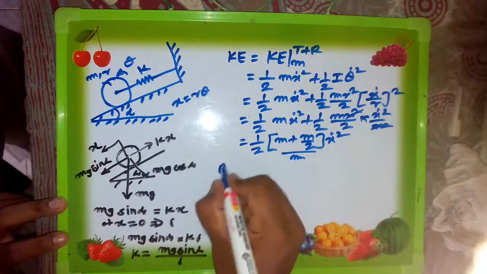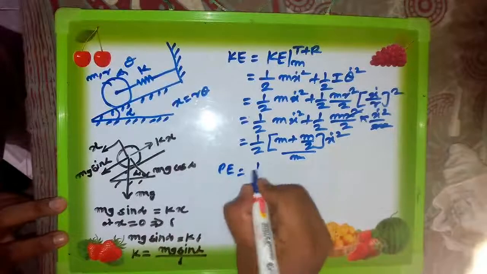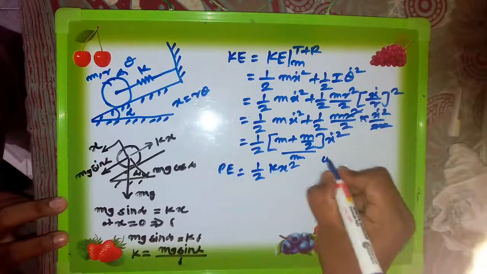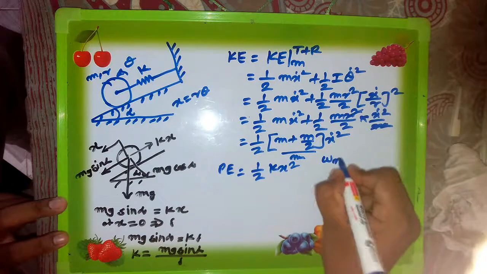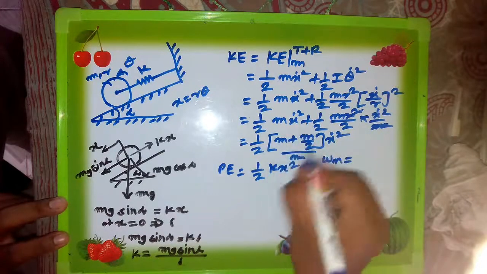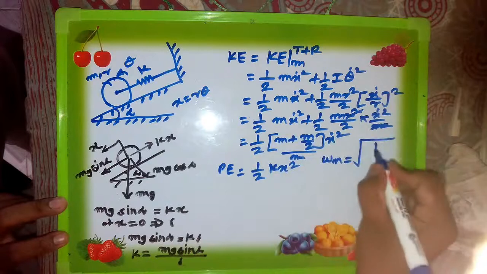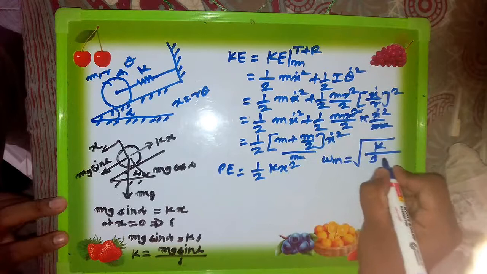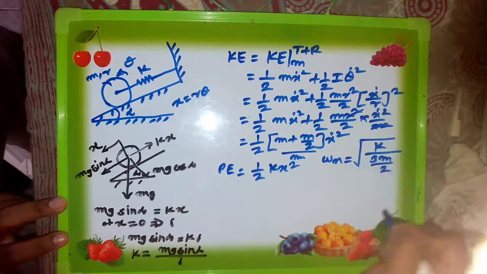Now we go for the net potential energy of the system, which is equal to 1 half k into x squared. So I can straight away write down omega n is equal to the square root of k equivalent upon m equivalent, which is equal to k upon 3m divided by 2.